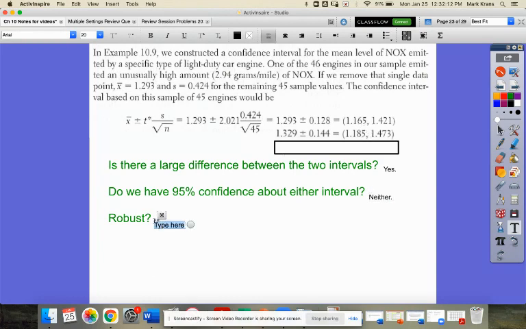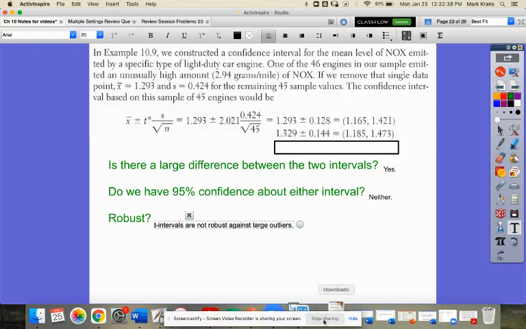And so is the T interval robust? No, T intervals are not robust against large outliers. Boom. Okay, if it's really far from the mean, really far outlier, T intervals are going to get slammed by those. Okay, so that is your idea of robustness.